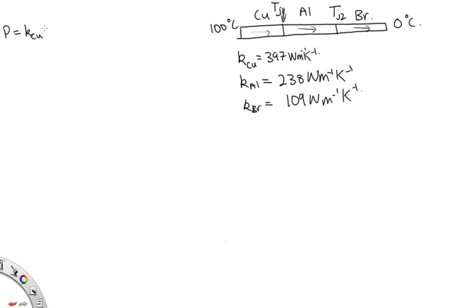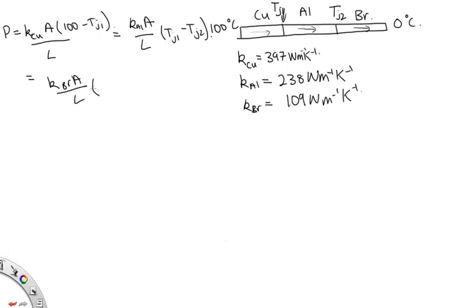Now, for copper, it's got surface area A, and it's over a length L, which is 6 meters in this case, and the temperature change across the copper is 100 minus TJ1. This is equal to the heat flow through the aluminium. And the hot side is TJ1, the cold side is TJ2, and then this is also equal to the heat flow through the brass. The hot side is TJ2 and the cold side is 0.